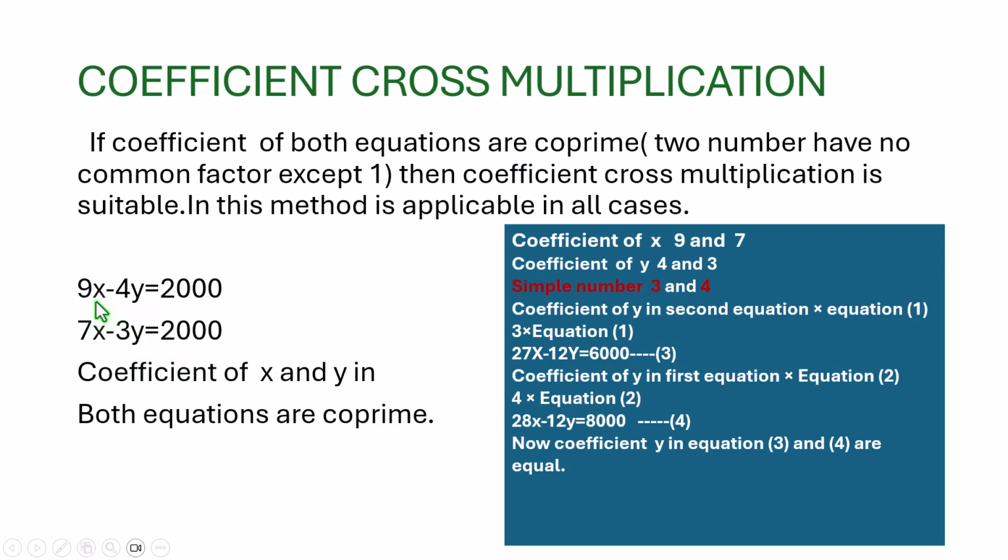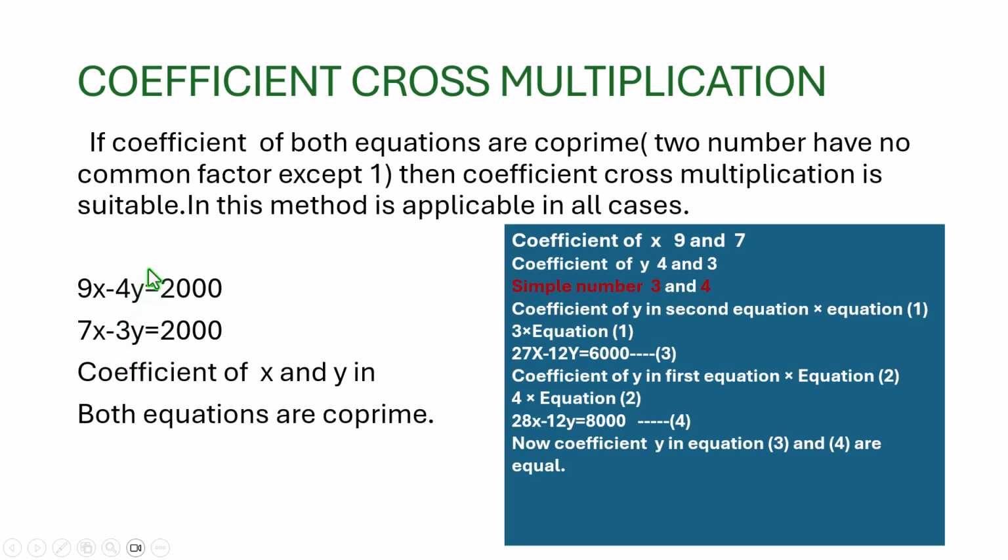So consider the coefficients of x in both equations, 9 and 7, and the coefficients of y, 4 and 3. In this case, 4 and 3 are smaller, simpler numbers. So multiply the coefficient of y in the second equation into the first equation, and the coefficient of y in the first equation into the second equation.